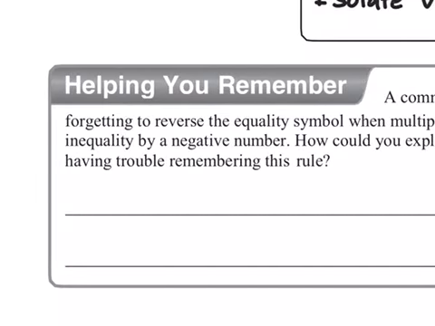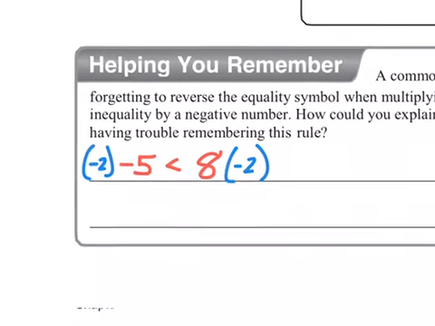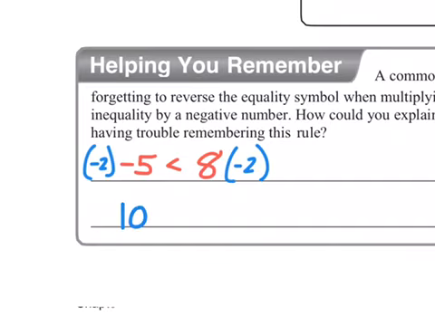I'm just going to write an inequality that's true. I'm going to say negative 5 is less than 8. That's a true statement, right? Negative 5 is less than 8. However, if I multiply or divide, I'm just going to pick a negative 2. I'm going to multiply by a negative 2. Let's notice what happens. We have positive 10, negative 16.